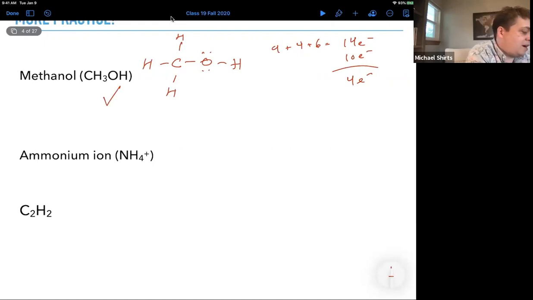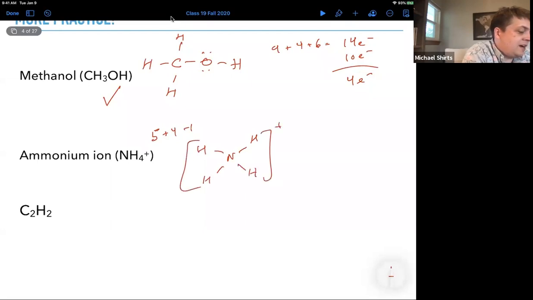Ammonium. Okay, so how many electrons are there? There's 5 plus 4, and then minus 1 because there's 1 less electron because it's an ion. So we've got N, H, H, H, H plus, and that's 8 valence electrons. But guess what? We've got 4 bonds, and so that accounts for all the electrons. Nitrogen has a full octet. Hydrogens are all doublets. We're set.